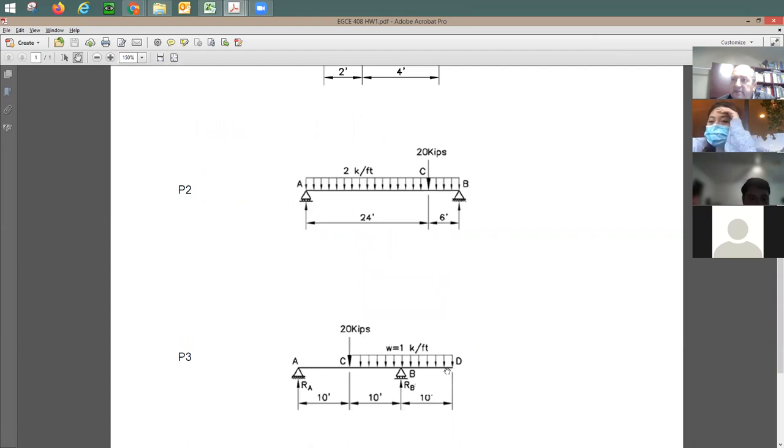This moment diagram and this shear diagram, for reinforced concrete design, represent the demand, which means what moment and what shear you want your beam to support. Again, we don't teach this in 408. We teach how to find out the capacity or the strength of the beam in terms of axial load, shear, and bending moment.